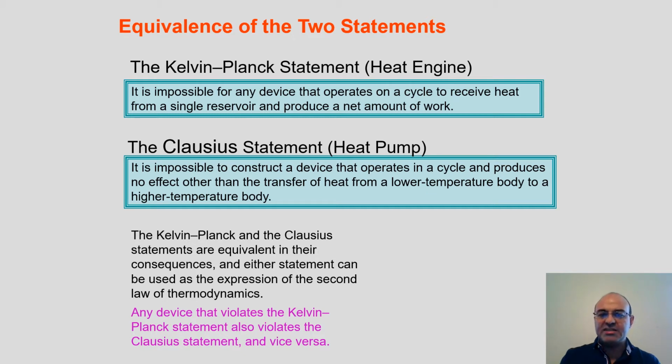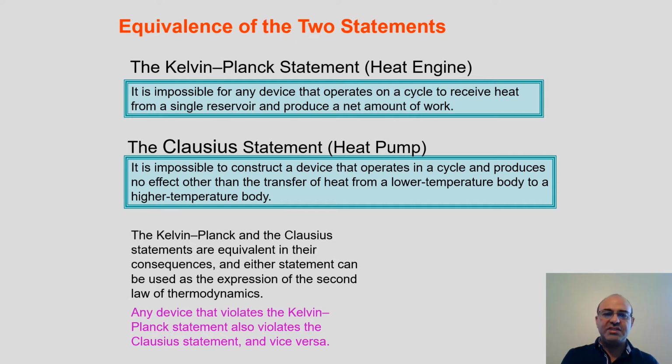The second statement is the Clausius statement. It's related to a heat pump or a refrigerator. It simply says that it is impossible to construct a device that operates in a cycle and produces no effect other than the transfer of heat from a low temperature body to a higher temperature body. So you cannot transfer heat from 10 degrees C to 20 degrees C without leaving any other effect. So it means that you would need to provide work for transfer of heat from low temperature to high temperature to happen.